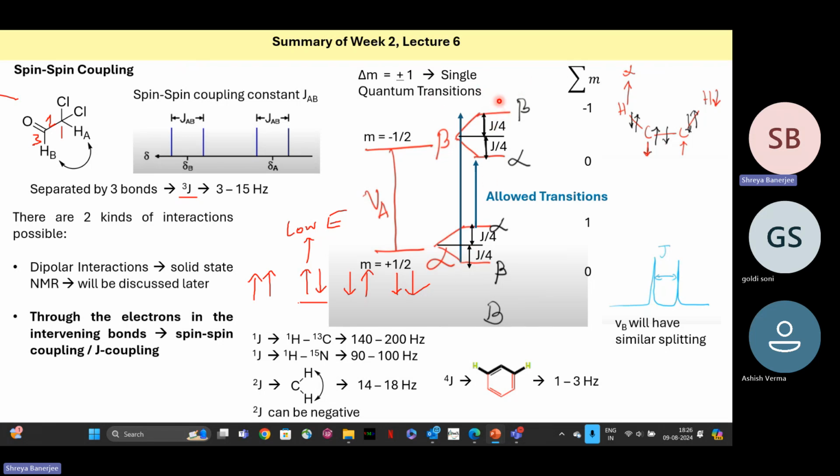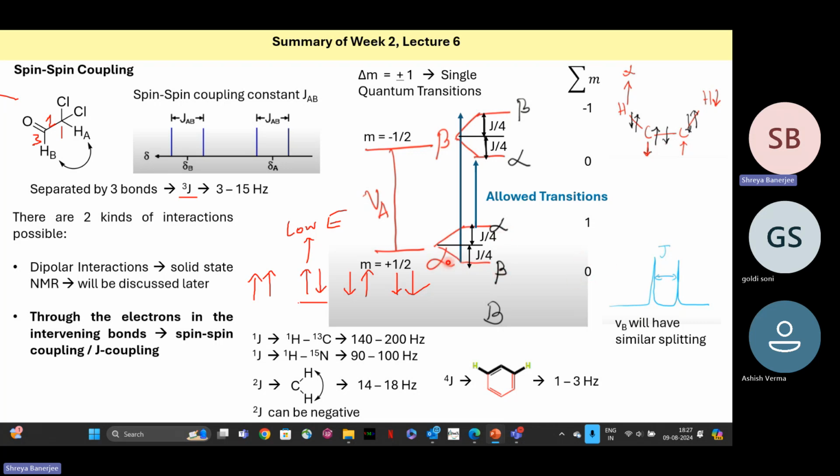Now, which transitions are allowed? Again, this is something we saw in the previous class: the rule for an allowed transition is that delta M must be plus or minus 1. This is called a single quantum transition. How do we calculate the M here? When there was only one proton, M was plus half and minus half. But in a two-proton system, the total M is considered. The lowest energy is alpha beta. For alpha, M is half, and for beta, M is minus half, so you add half and minus half and get a total M of 0.